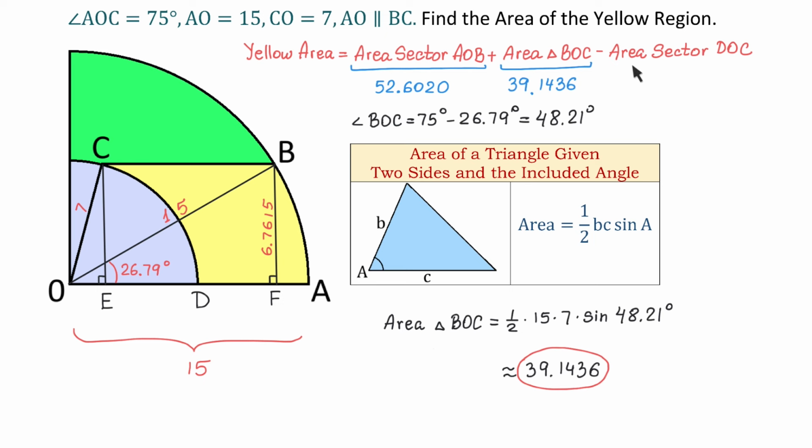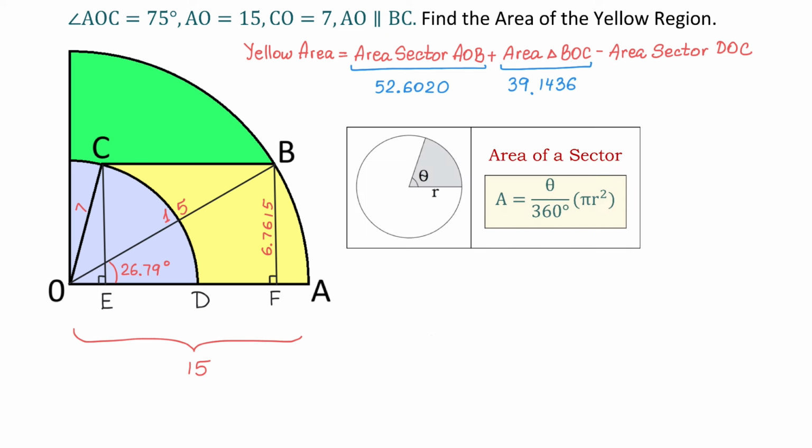Now let's find the area of the sector DOC. And for this, again, we will need the formula for the area of a sector. In this formula, theta is 75 degrees because the angle DOC is 75 degrees and the radius is 7 units. Then the area equals 75 degrees over 360 degrees multiplied by pi and multiplied by 7 squared. This is approximately 32.0704 square units. So now we have the area of the sector DOC.